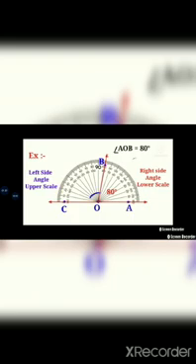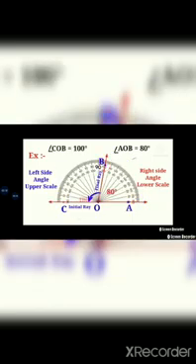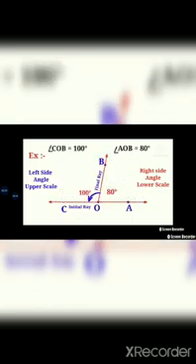Left side angle, upper scale. Angle with initial ray OC and final ray OB. So use the left side angle, upper scale. Okay, 100 degrees. Angle COB is equal to 100 degrees.